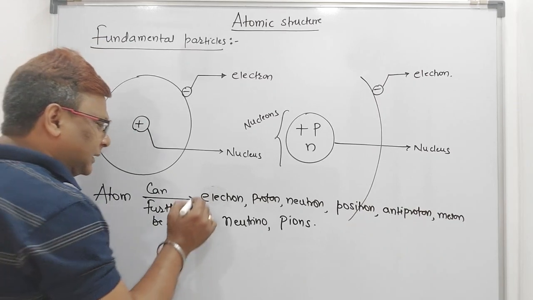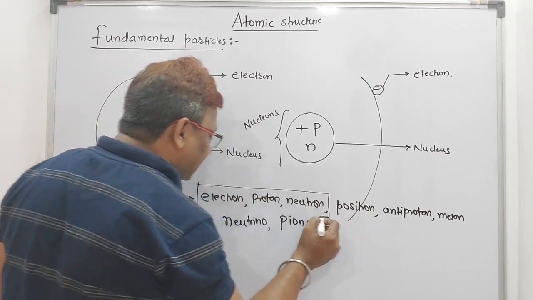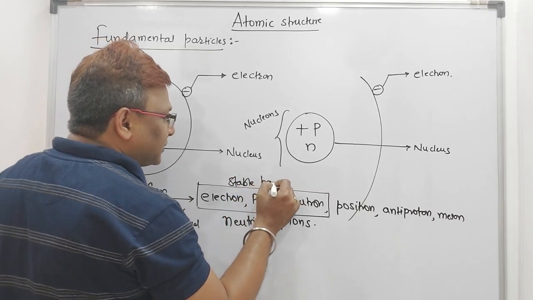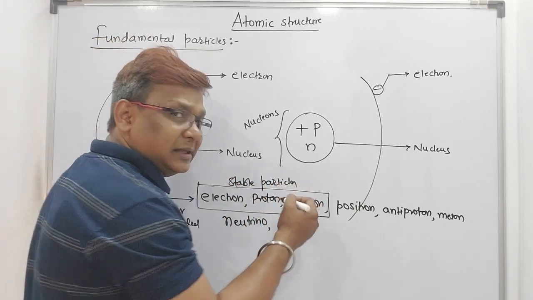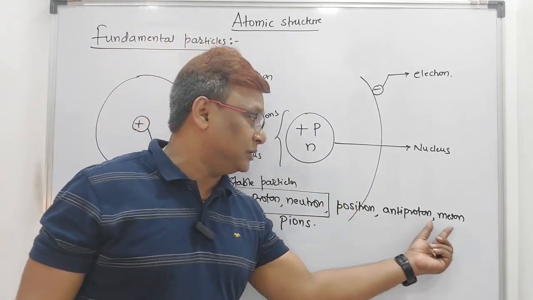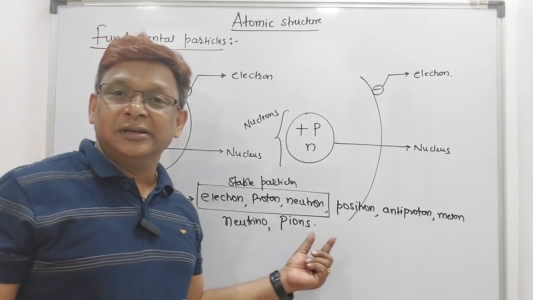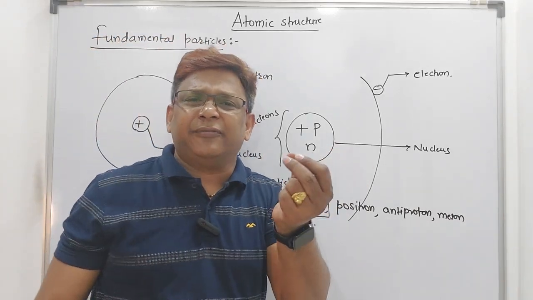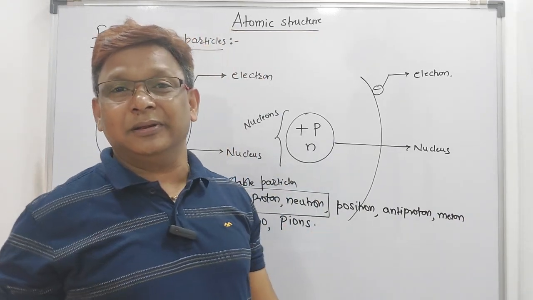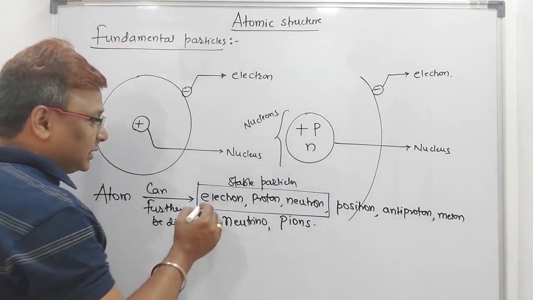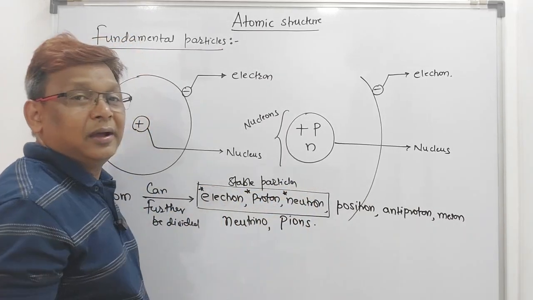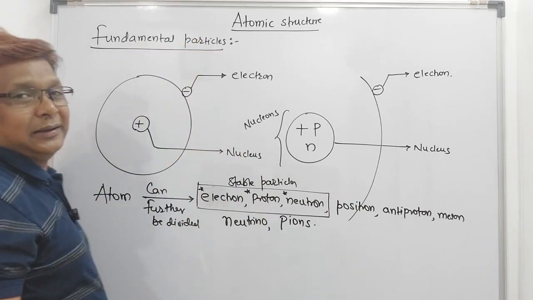But among all these particles, only these three are stable particles. That means they can exist. But the other particles like the positron, antiproton, meson, neutrino and pions come from the atom, and within a fraction of a second they disappear. The remaining are all unstable. Because of that, these three particles, electron, proton and neutron, are called fundamental particles.